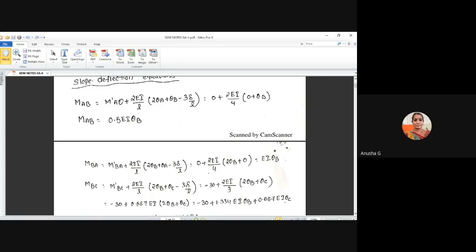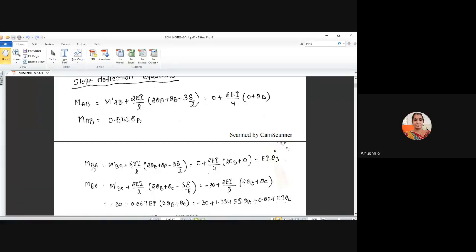A is fixed, so theta A is 0. Theta B is there, so you write theta B as it is. MAB is 0 plus 2EI by L, L is 4 for AB, and then 0 plus theta B. This is equation 1. MAB equals 0.5 EI theta B. This is equation 1 here.